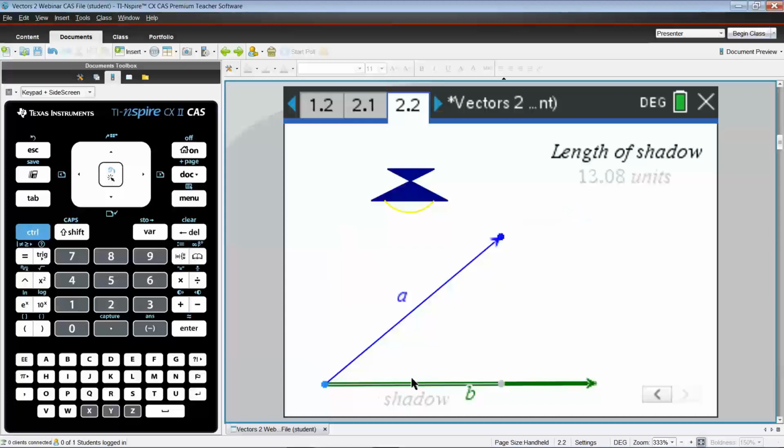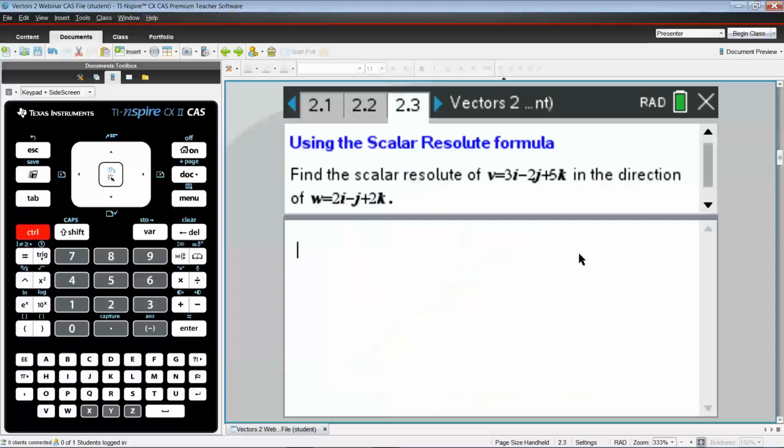So that is probably one of the easiest ways to describe and also understand what the scalar resolute is. It can be thought of as the length of the shadow that's projected by a light shining on vector A vertically. Okay, so moving on to an example. Let's find the scalar resolute of vector v, which is 3i minus 2j plus 5k, in the direction of another vector, w, which is 2i minus j plus 2k.